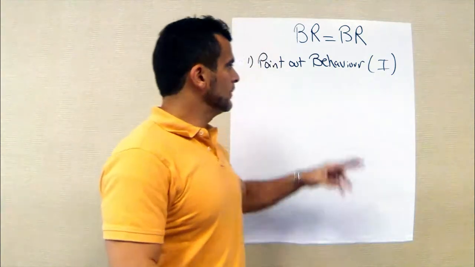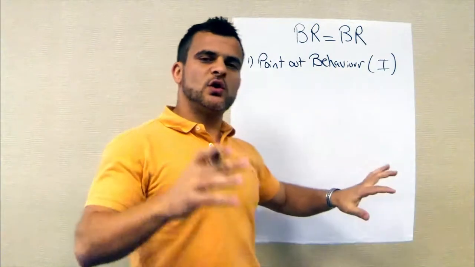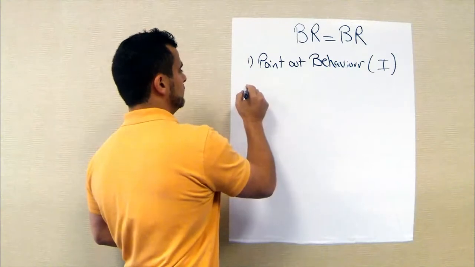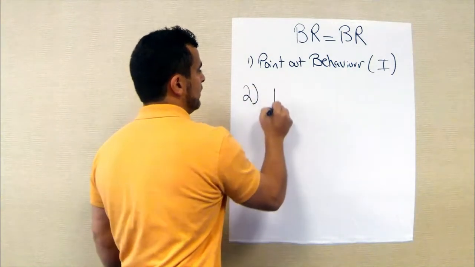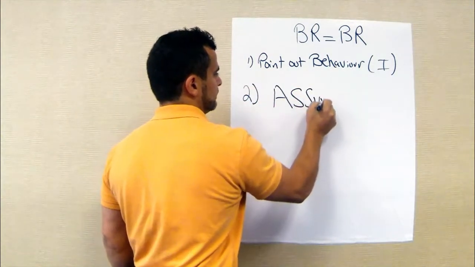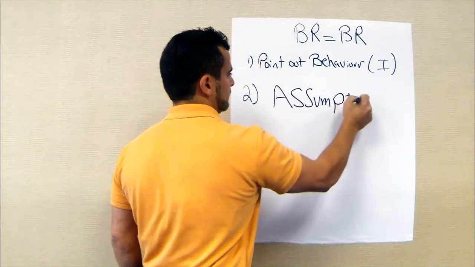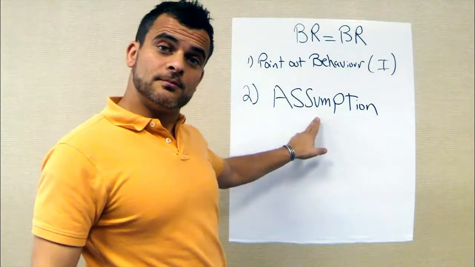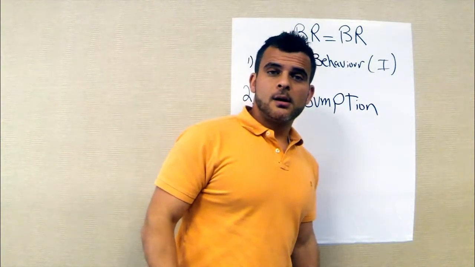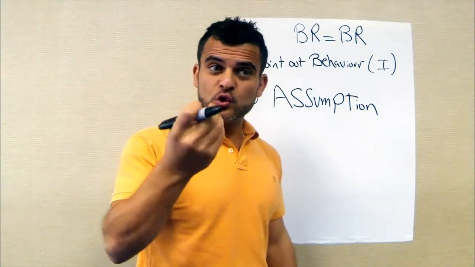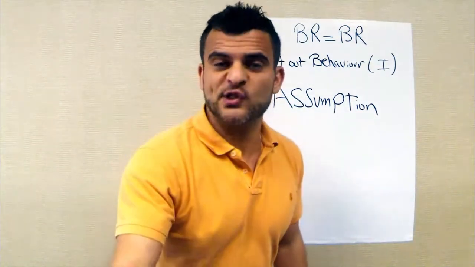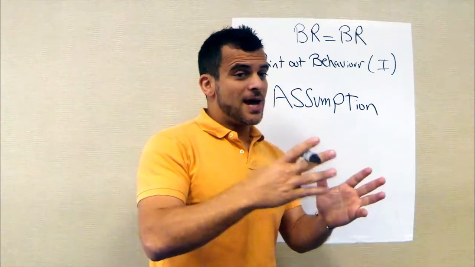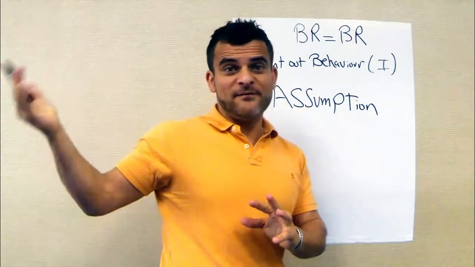Okay? So pointing out the behavior, that's step number 1. I notice you're rolling your eyes. Good. So step number 2, you want to make an assumption. And you actually, literally, want to say the word assume. So here's how it sounds. I notice you're rolling your eyes. I assume that you have better ideas.